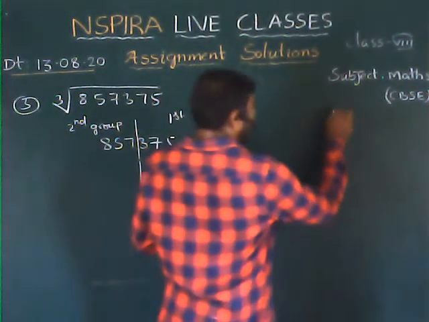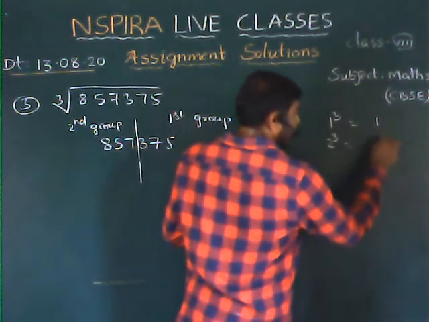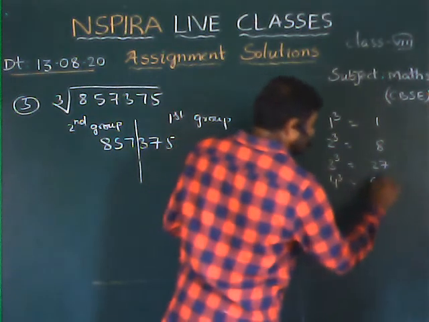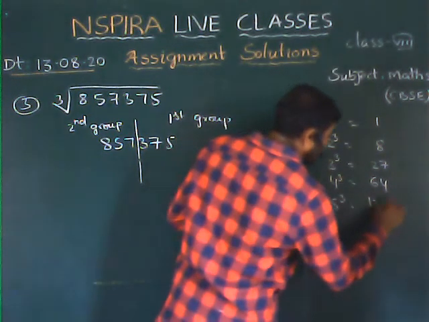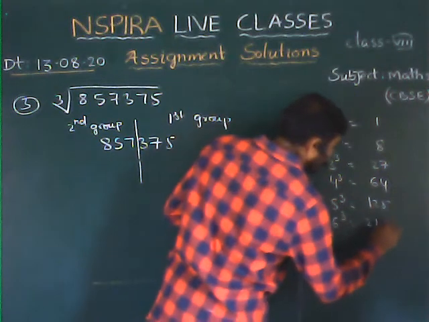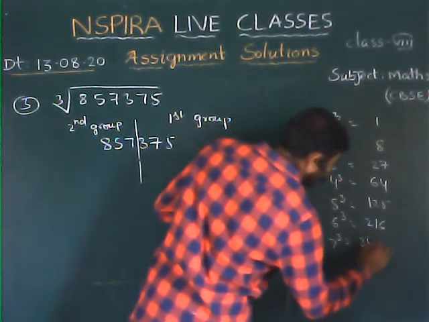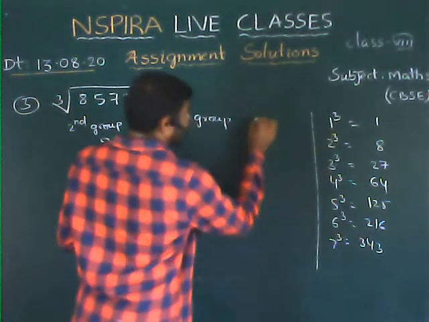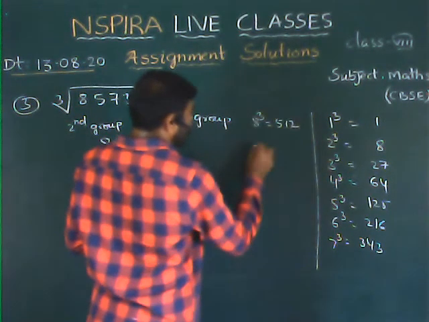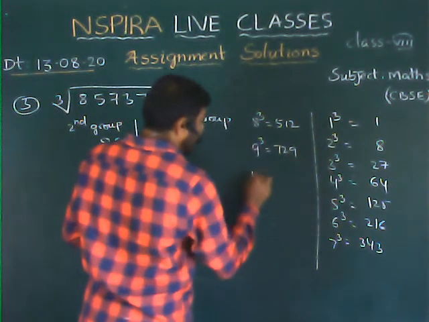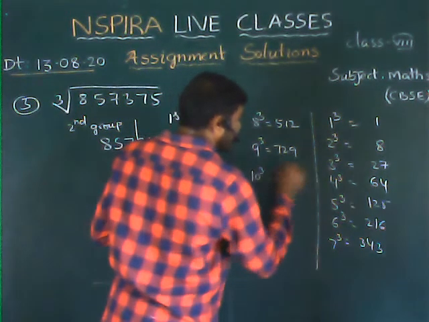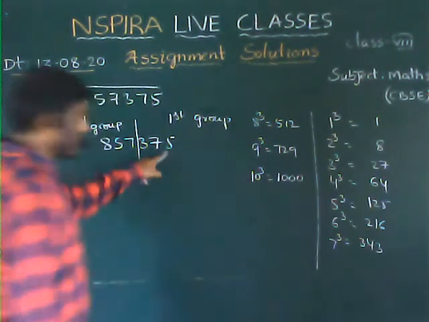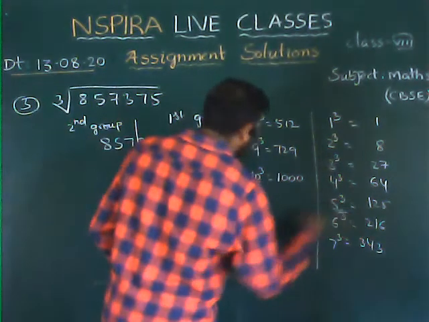I will write the list out. 1 cube 1, 2 cube 8, 3 cube 27, 4 cube 64, 5 cube 125, 6 cube 216, 7 cube 343, 8 cube 512, 9 cube 729 and 10 cube 1000. These are enough. Now see here, the digit in units place we get is 5, so compulsorily this will be the cube of 5.